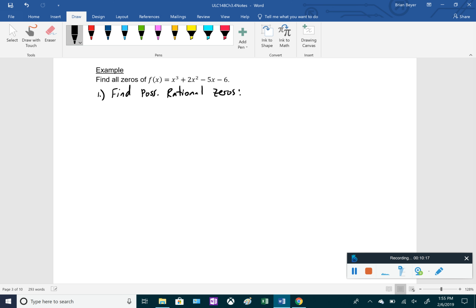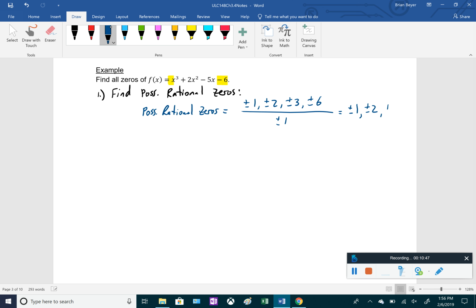So finding the possible rational zeros is going to be factors of -6 divided by factors of 1. So that's going to be plus or minus 1, plus or minus 2, plus or minus 3, plus or minus 6, which are the factors of -6. Factors of 1 are just plus or minus 1. So this is just going to give us everything in the numerator because we have the 1 in the denominator. So these are the possible rational zeros.